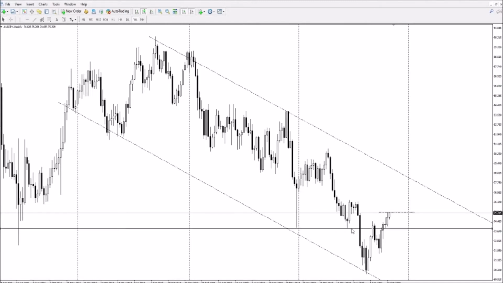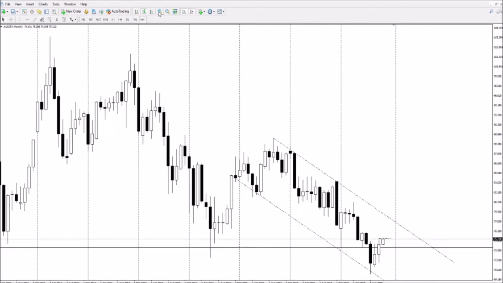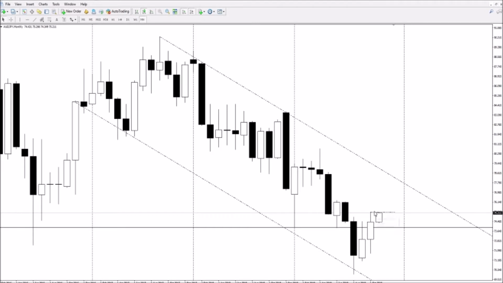We have this monthly support and resistance that we played last time. It could act as a target for potential trades to the downside. I have last month's high marked out, just seeing if we could get a turning point there.